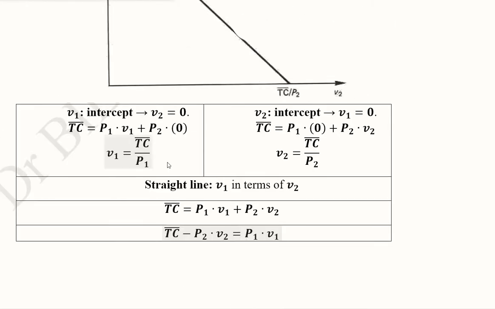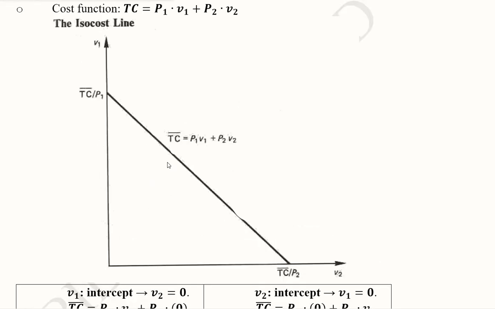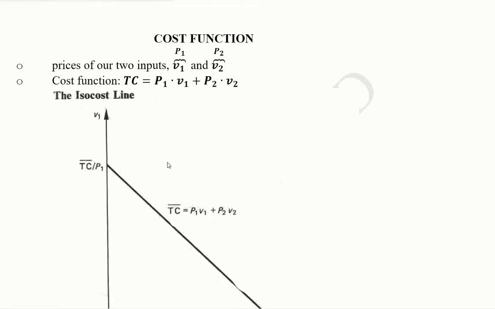So this was a brief introduction to the isocost line, which is extensively used in our production analysis, usually as a constraint, and in the next video we will use it as a constraint in the output maximization problem.